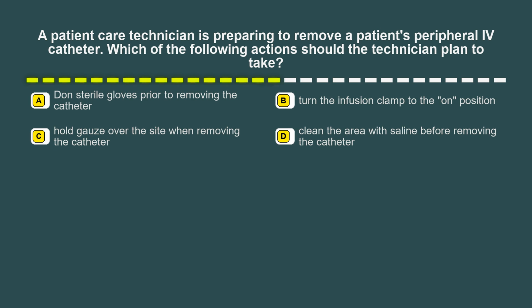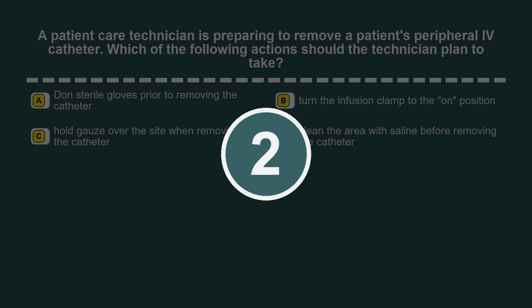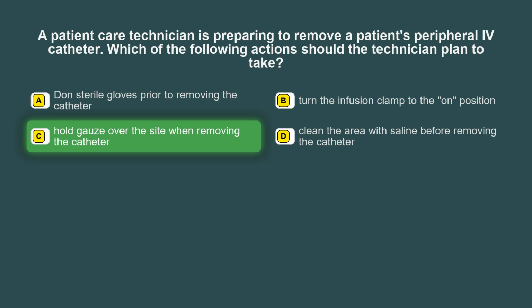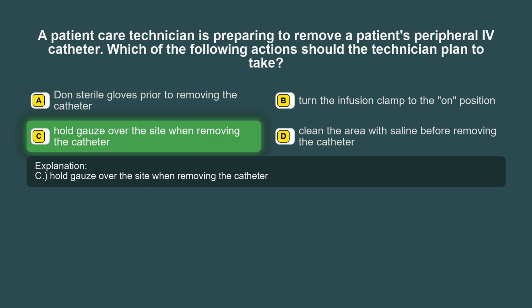Option A, don sterile gloves prior to removing the catheter. Option B, turn the infusion clamp to the on position. Option C, hold gauze over the site when removing the catheter. Option D, clean the area with saline before removing the catheter. The correct answer is option C, hold gauze over the site when removing the catheter.